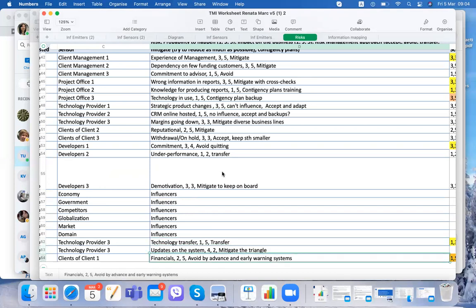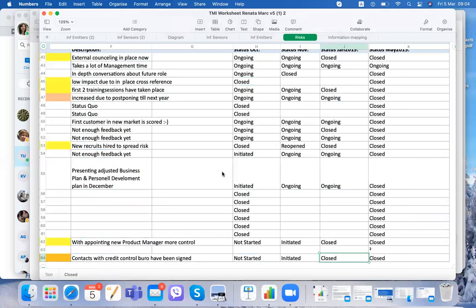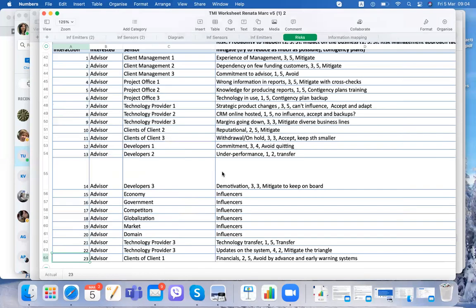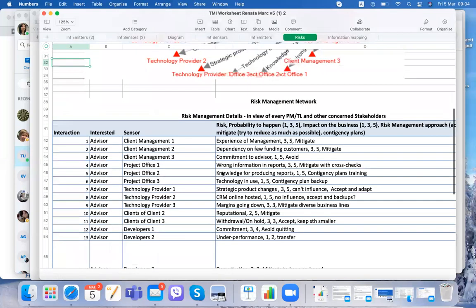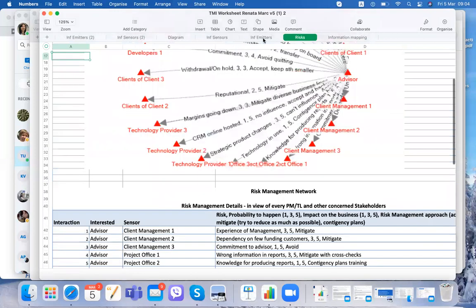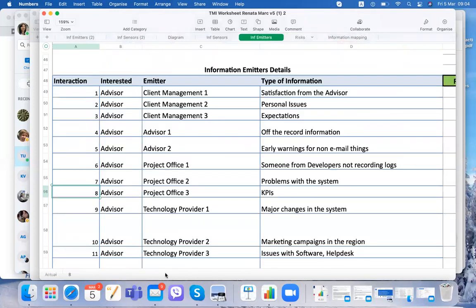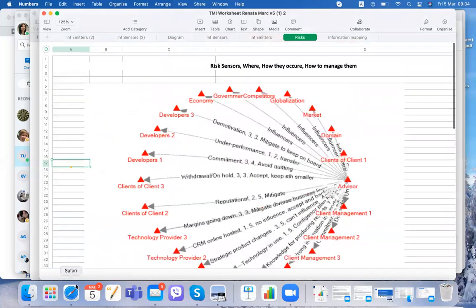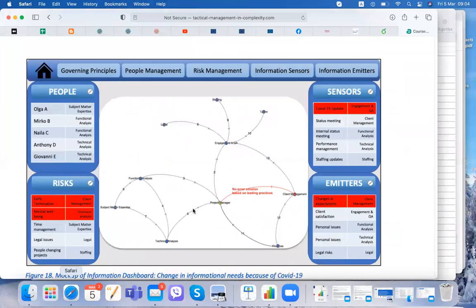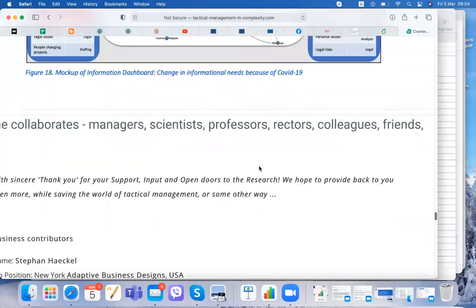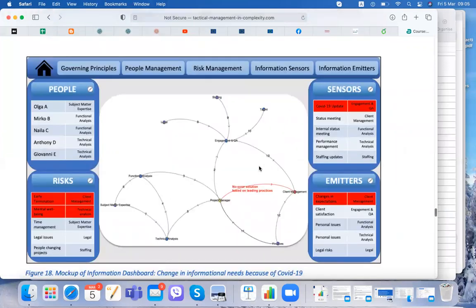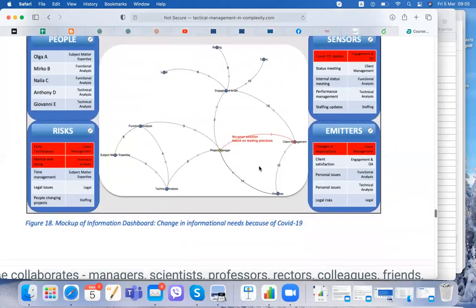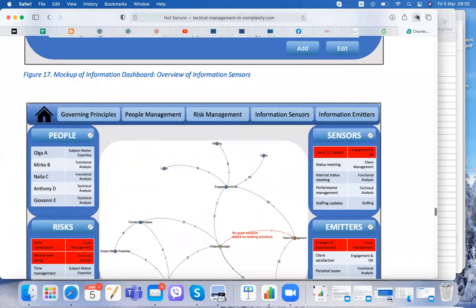Technology transfer, updates on the system. So this is about the risks. So you see the template of reasoning is similar for all of these components about the sensors, emitters, risks. And then the next one that is introduced now, and we will have it, is the people aspect, the people component, who populates which role. And I will tell you that via my experience.